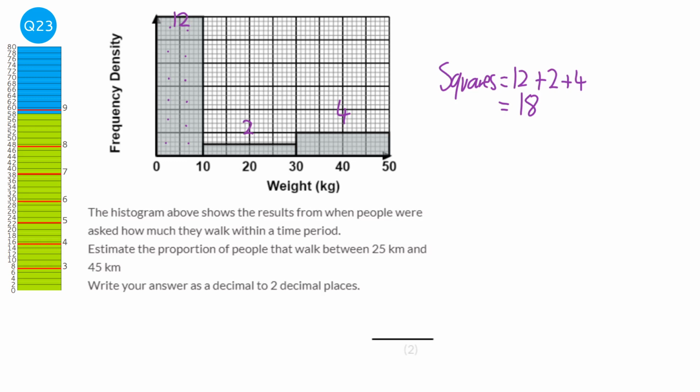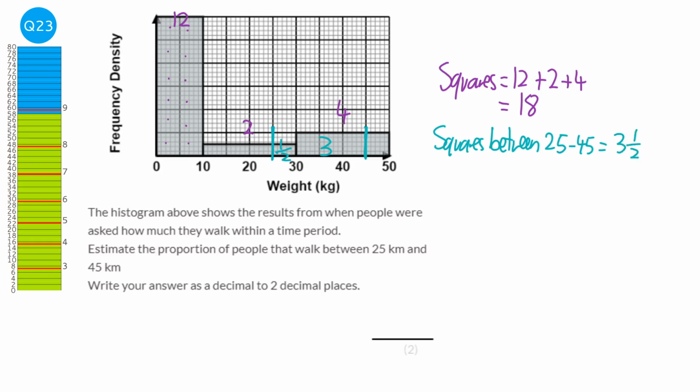Now it says that we're looking for between 25, which will be here, and 45, which will be here. So we count the squares in this little interval. So there are 3 here and there's half a 1 here. So the squares between 25 and 45 is 3.5.